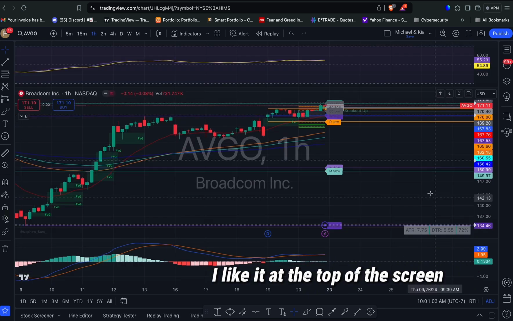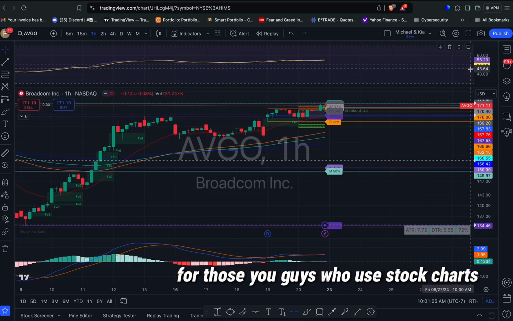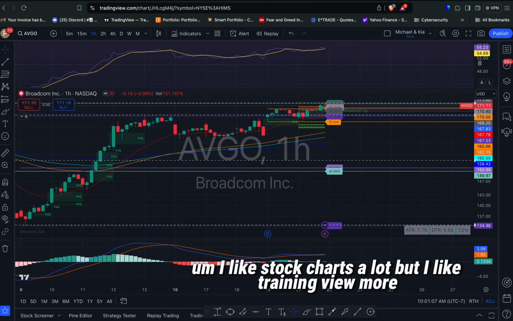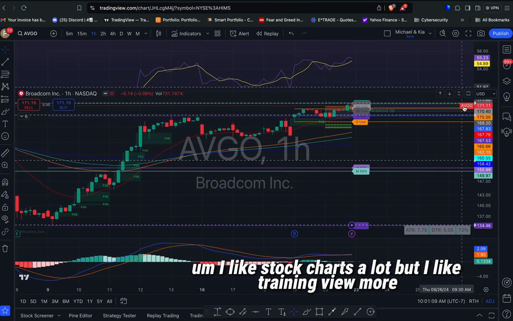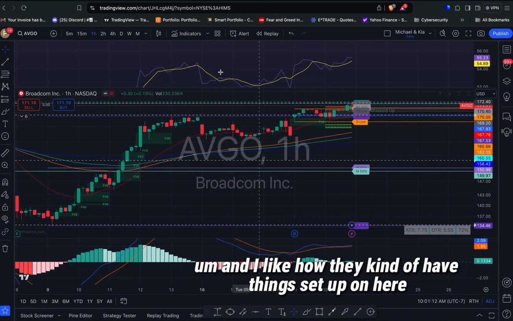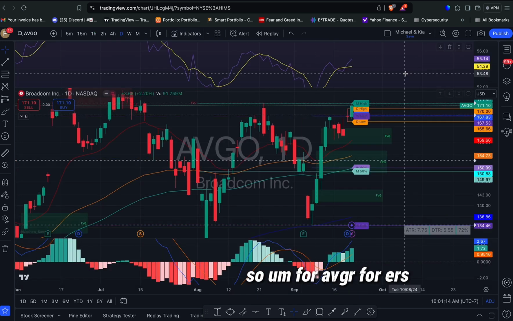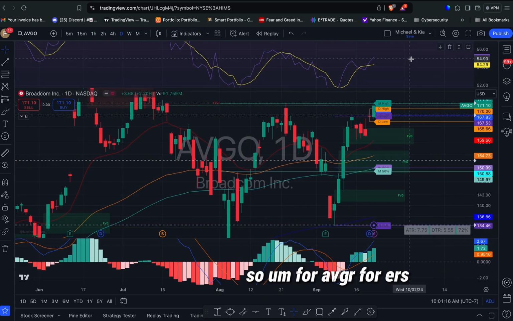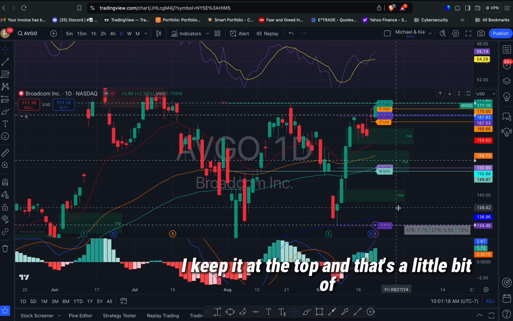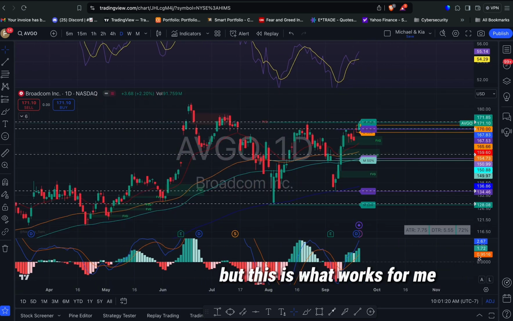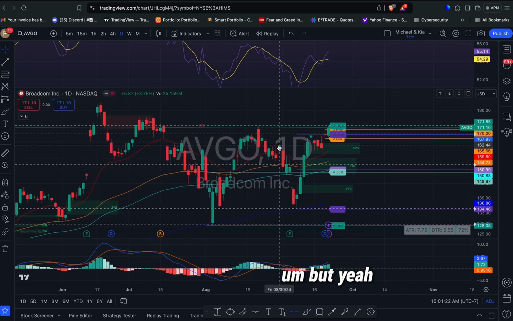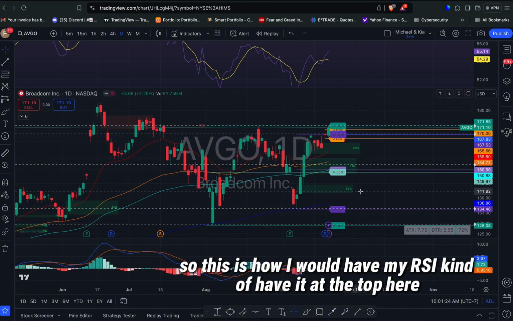I like it at the top of the screen, kind of like how Stock Charts has it. For those of you who use Stock Charts, I like Stock Charts a lot, but I like TradingView more. And I like how they have things set up on here. So for AVGO, the RSI, I keep it at the top. That's a lot of indicators going on here, but this is what works for me. So this is how I would have my RSI, at the top here.